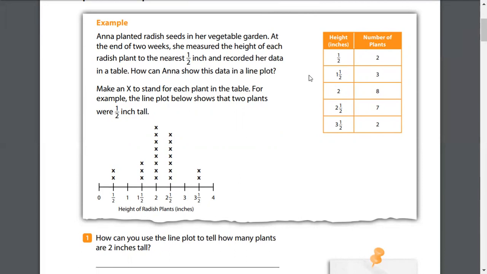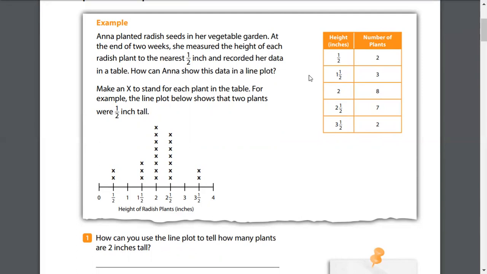So, starting with our example. Anna planted radish seeds in her vegetable garden. At the end of 2 weeks, she measured the height of each radish plant to the nearest half inch and recorded her data in a table. How can Anna show this data in a line plot? Before we go on, think about what a line plot is and how you've made one before. For people who don't remember, don't worry, we're going to the next thing.